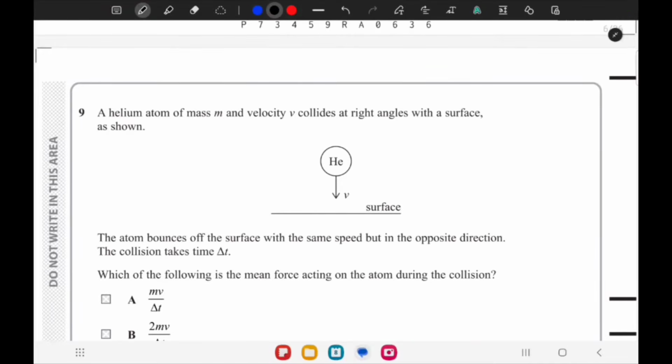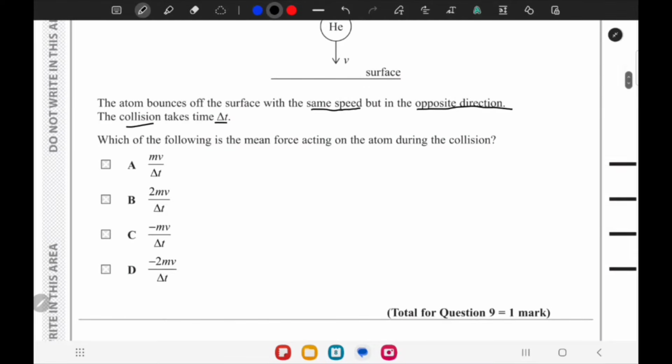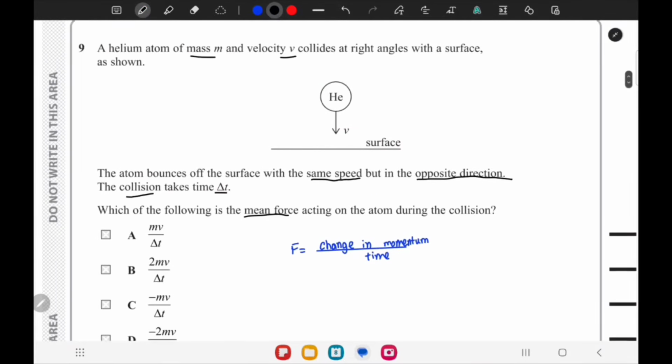Question 9: we are given that a helium atom of mass m and velocity v collides with a surface at a right angle, and the collision time for it to bounce back is given. We are given that it bounces back at the same speed in the opposite direction, and we have to find the mean force. We have to use the definition of force as the rate of change of momentum. So force is change in momentum per unit time, so the change in momentum divided by the collision time. Here the initial velocity was v downwards, the final velocity was v upwards.